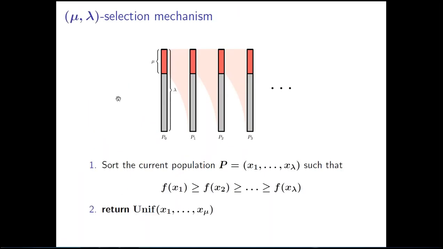So what is this mu, lambda selection? It's very easy. Suppose you have a population of size lambda. The first thing you do is that you sort the population, so the best individual is first, the worst one is the last. So you make sure that the fitness of the first individual is the best and the fitness of the last individual is the worst. Okay, and now you have this parameter mu, and this parameter mu has to be less than lambda. So what you do is that you pick now uniformly at random an individual among the mu best individuals. So for example, if mu is lambda divided by 2, to select one individual, you pick randomly among the better half of the population.